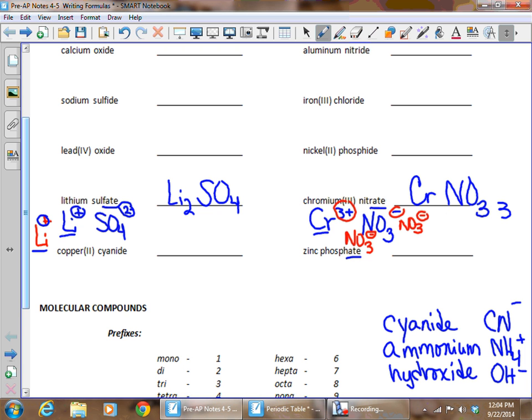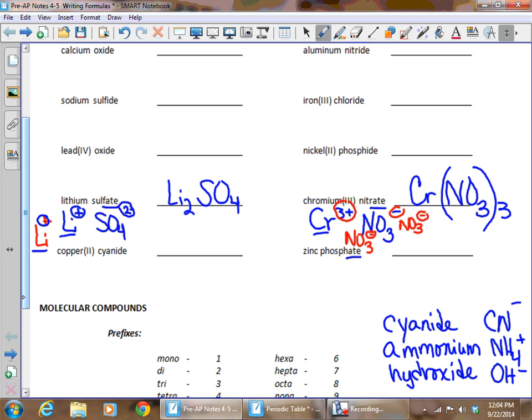So anytime, and only if you need to multiply something by the polyatomic ion, you're going to put it in parentheses. And that's going to indicate to us that we have 3 polyatomic ions here, 3 nitrates to go with that chromium. Go back and look at lithium sulfate. Notice that we did not put any parentheses around the sulfate, because we didn't need to multiply it by anything. And if you do put extra parentheses around something that does not need them, I will take points off for that.